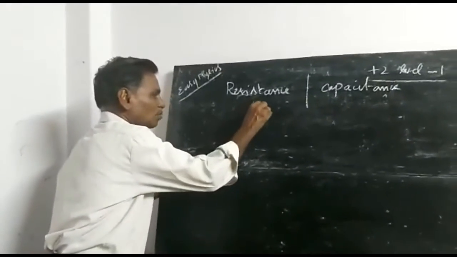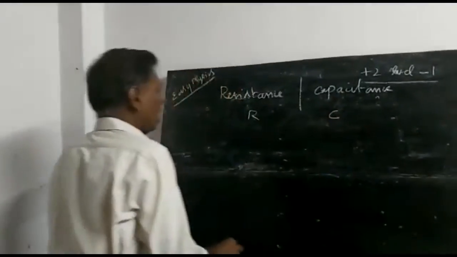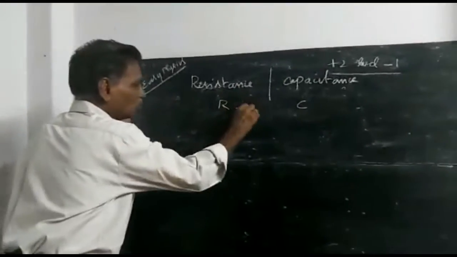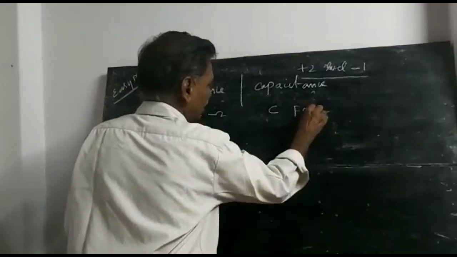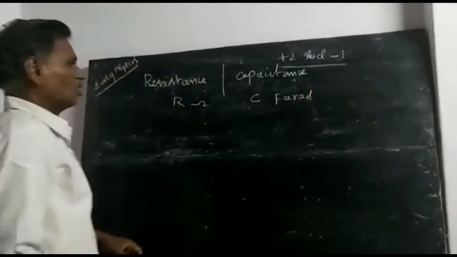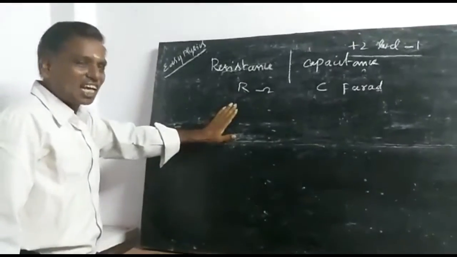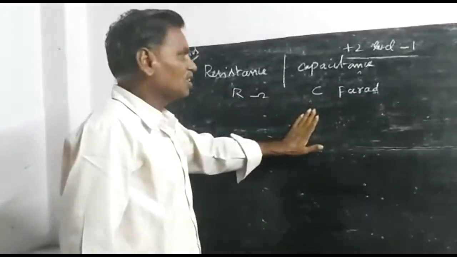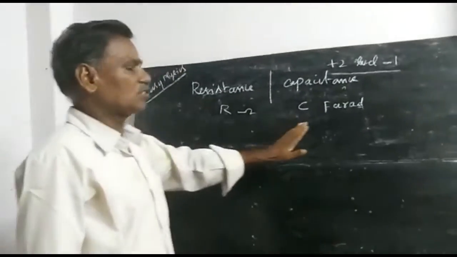Resistance is denoted by capital R. Capacitance is denoted by capital C. The unit of resistance is ohms, and the unit of capacitance is the farad, F-A-R-A-D. Resistance is an inherent property that resists the flow of current, while capacitance is used to store electric charge.